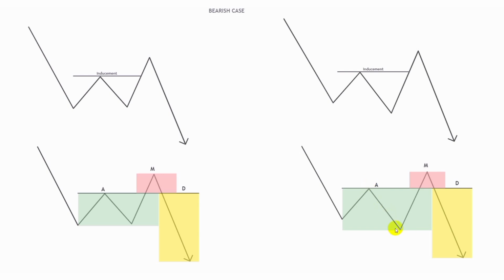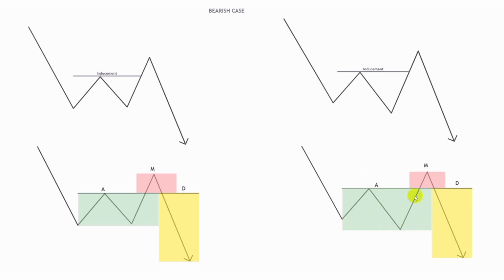And then we have the 4 that took out this swing low points. So we know we are in a bearish market condition. So we're looking forward to see how the market will take out buy side liquidity, which is now the inducement, before we have the continuation to the downside. This forms our accumulation zone.